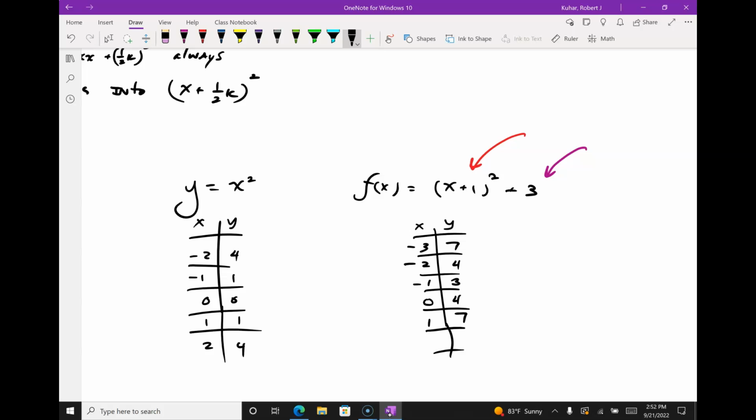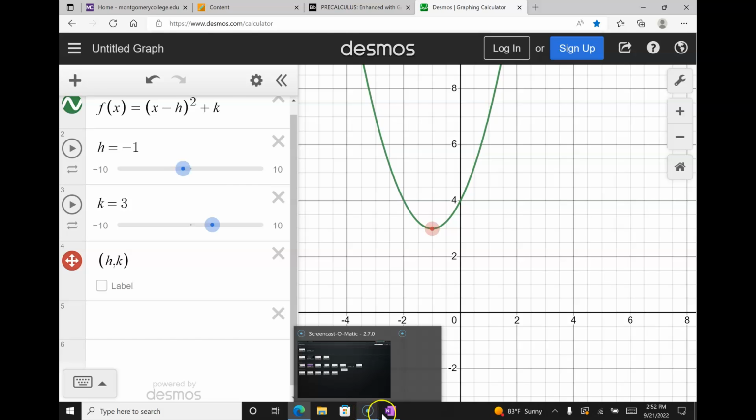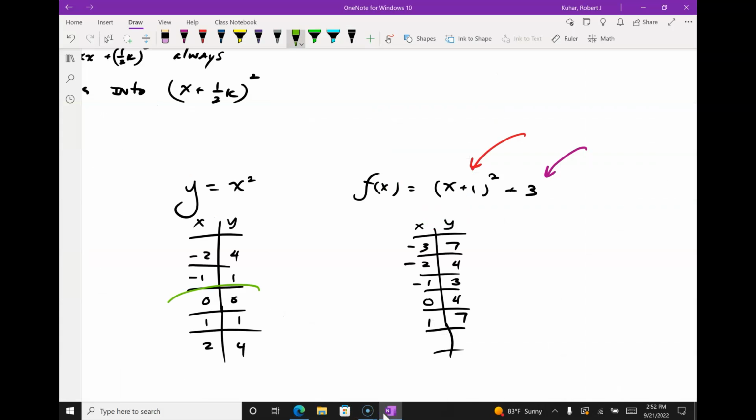Let's verify. Look at my new piece here, and just look at the vertex. Where is it? It's at minus 1 and 3, right? Look at my old vertex from the mother function, and look at my new vertex from the daughter function. How we doing? We okay?